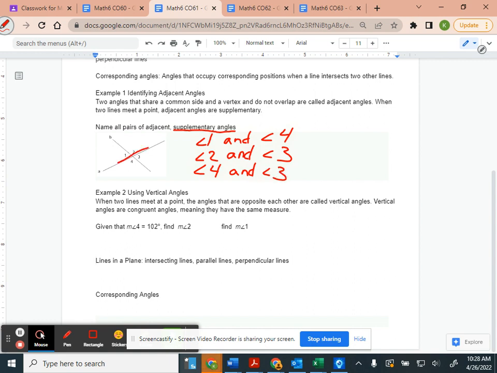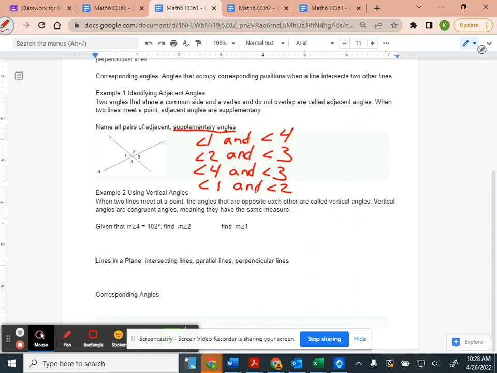As we see again, there's that straight line. Here's the line they have in common. They share their vertex. And we have one more set. Zoe? Angle 1 and angle 2. So angle 1 and angle 2, there's the line they share, straight line, supplementary. Okay, so you see how that works with those adjacent angles?